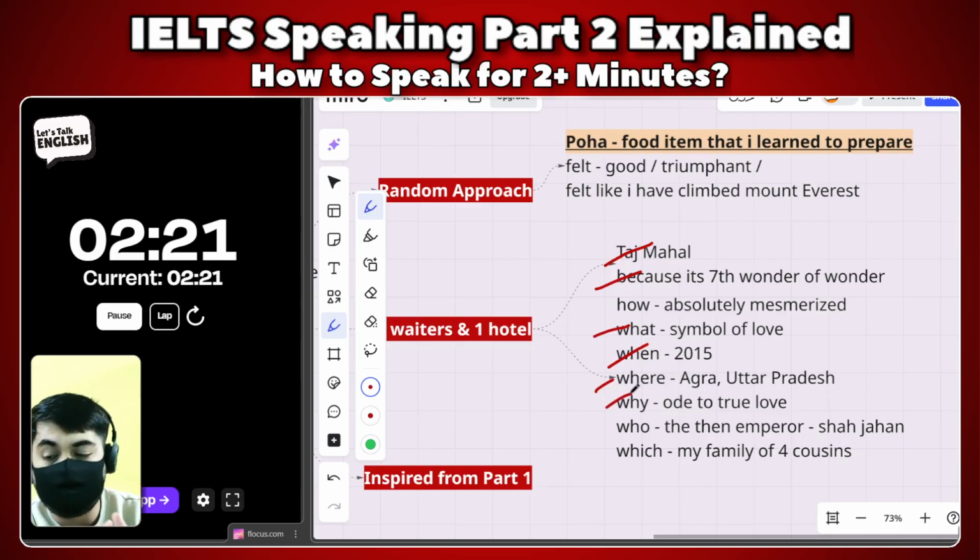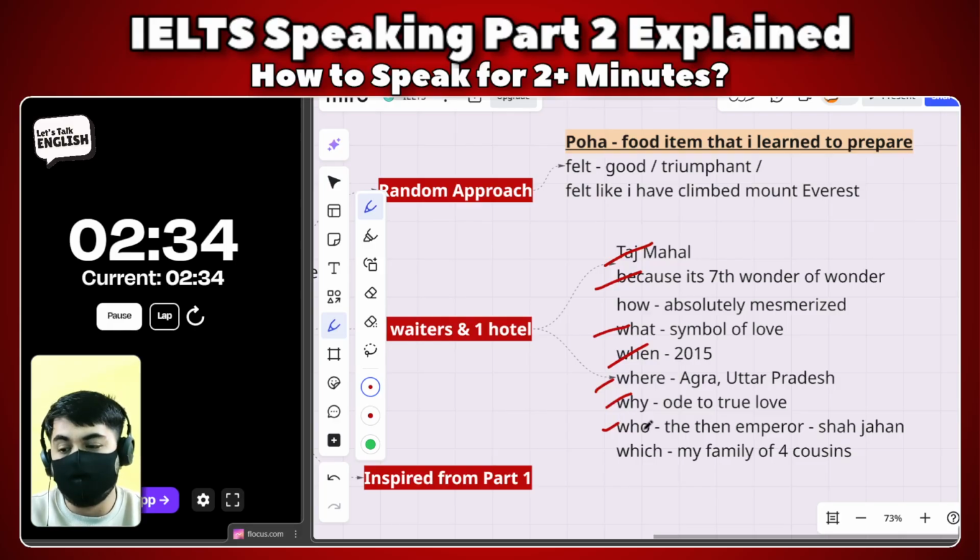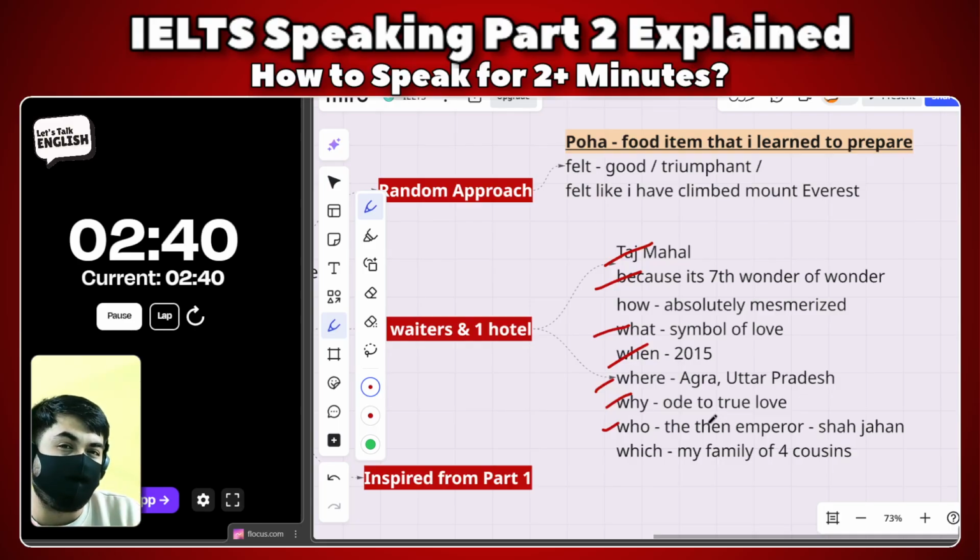Why not? Because it was built by the then emperor, Mughal emperor of India, Shah Jahan, as an ode to the true love that he actually had for his wife Mumtaz Mahal. And it is in her memory that it is built, and it is still standing white and tall, shining like anything, right? My family of four cousins were really spellbound, right?